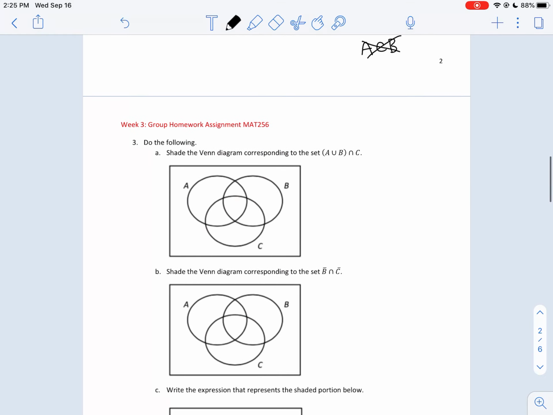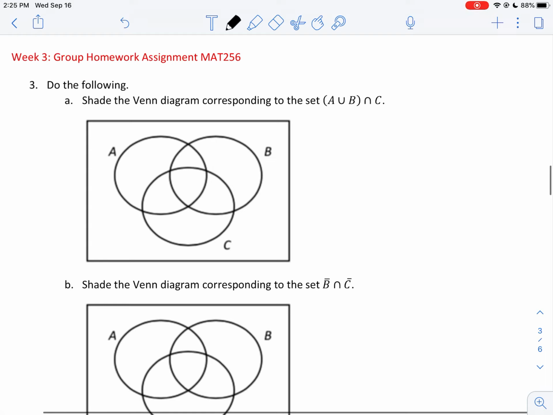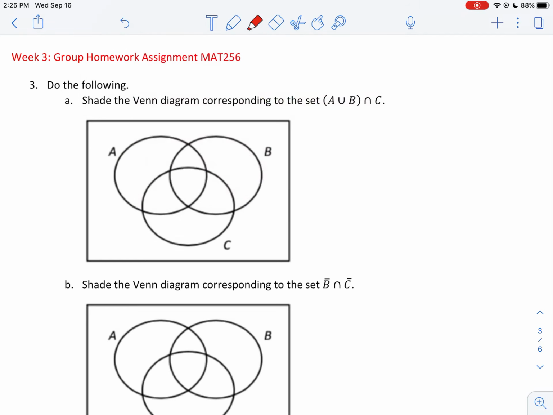Okay, let's move on to question 3. Shade the Venn diagram corresponding to the set A union B intersect C. So I'm going to use this nice drawing app to do shading, and when I shade something twice, it gets a little bit darker, which is nice. Maybe let's go a different color, red, just for fun.